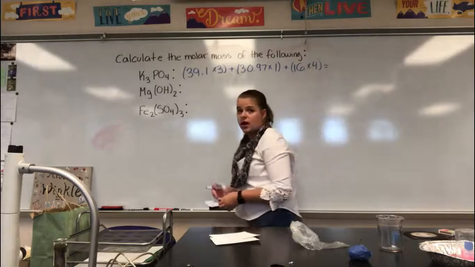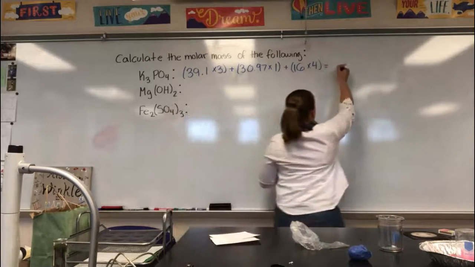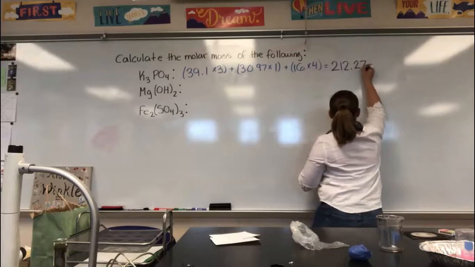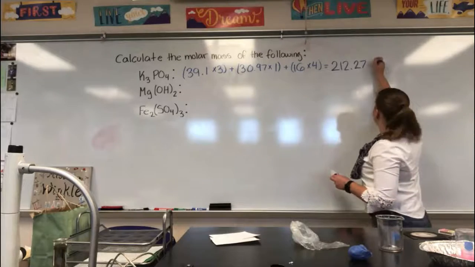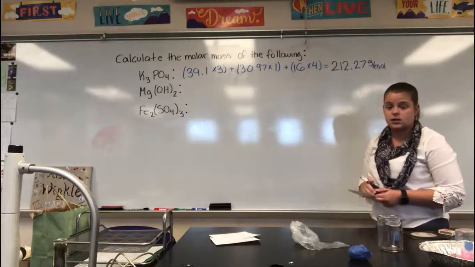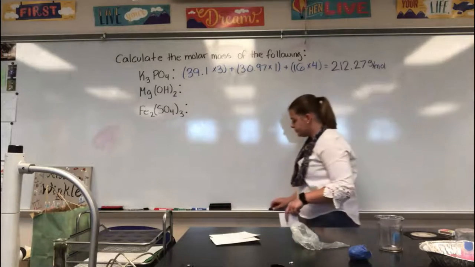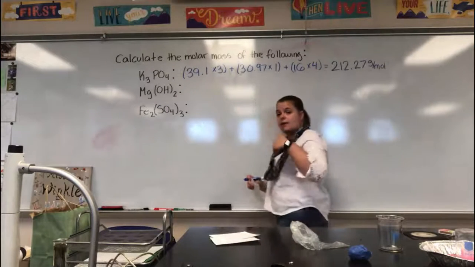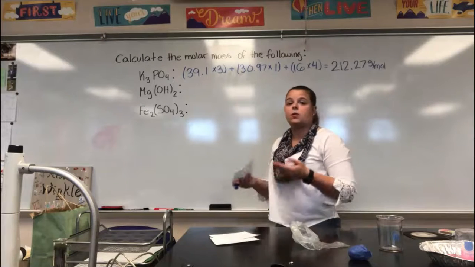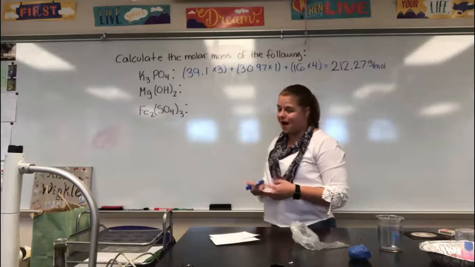When you go ahead and calculate all that up on your calculator, your final answer is going to be 212.27. And the unit for molar mass, remember, was grams per mole. So don't forget your units for your molar mass. It is grams per mole. So let's go ahead and do the next one. Again, we're going to take one element at a time, looking up on the periodic table what their atomic mass is, rounding it to the second decimal place, and multiplying it by how many there are in the compound.